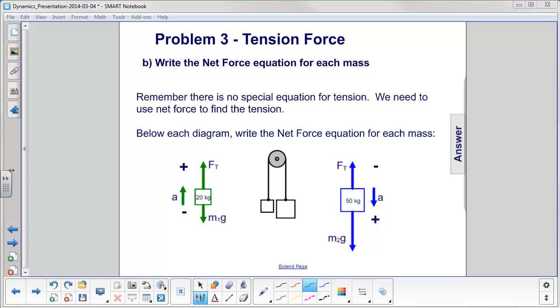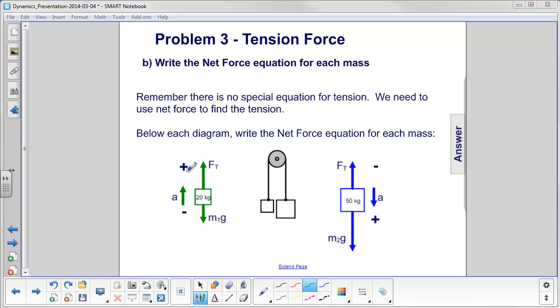The next step is to write the net force equation for each mass. Now remember, there is no special equation for tension. We need to use the net force to find the tension. So at your desks, below each diagram on your piece of paper, write the net force equation for each mass.